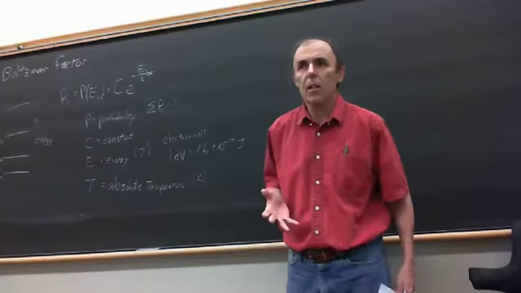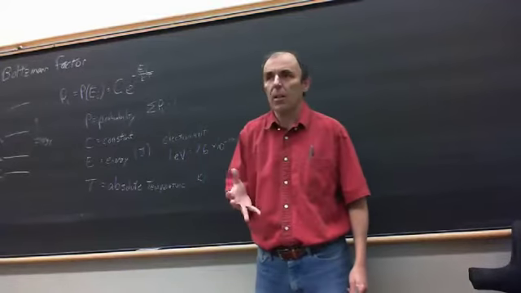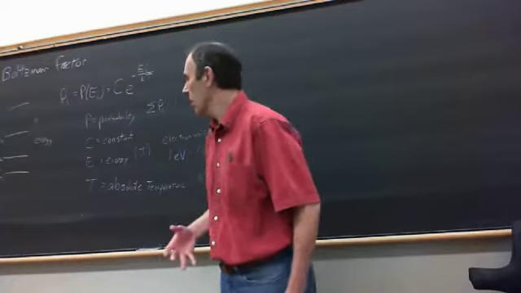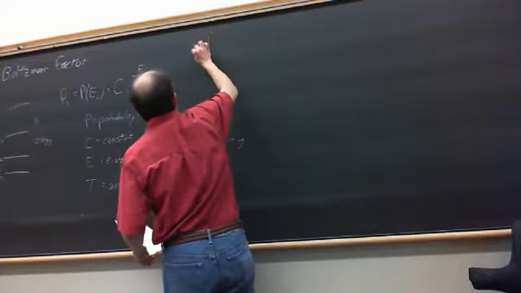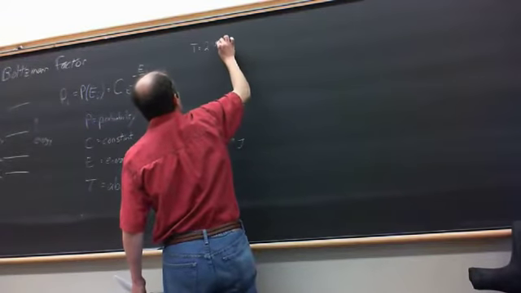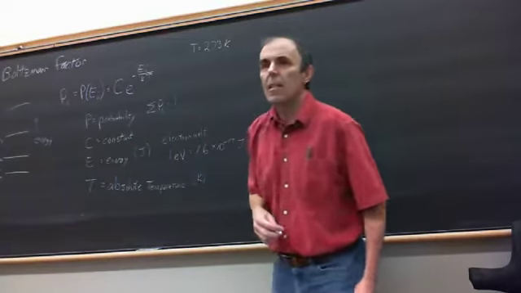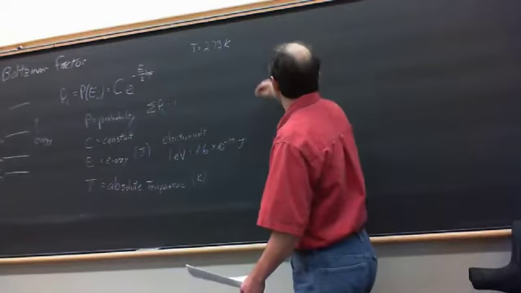So T equals 0 is absolute zero, the absolute zero of thermodynamics. If you have a temperature equal to 273 Kelvin, that's the same as 0 Celsius.